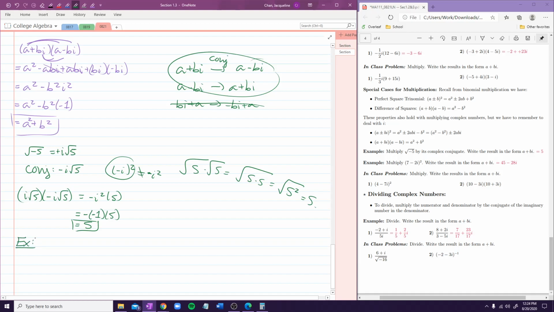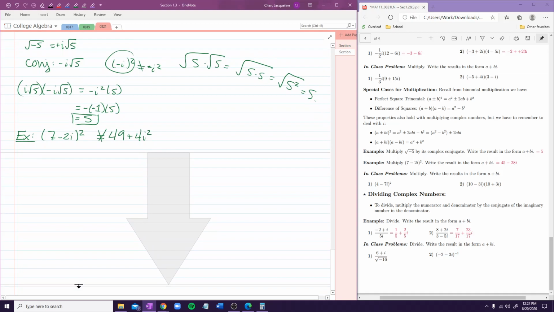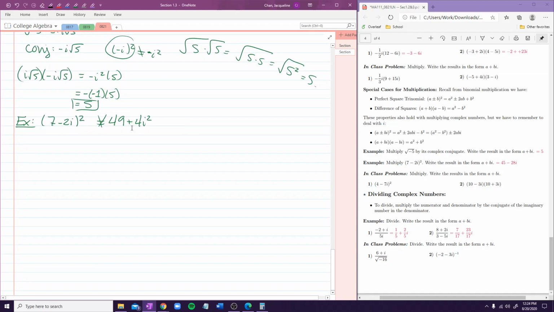Another example, we're going to multiply (7 minus 2i) quantity squared. Right? Big thing. Okay? This absolutely does not equal 49 plus 4i squared. Right? That's a big no-no. Okay? If we have time in class, I will explain why more, but essentially, when you square something, you're getting the area of a square, and if you just multiply the ends, you're missing a whole chunk of your square. Right? But if you do this, oh my gosh, I will cry. Okay?